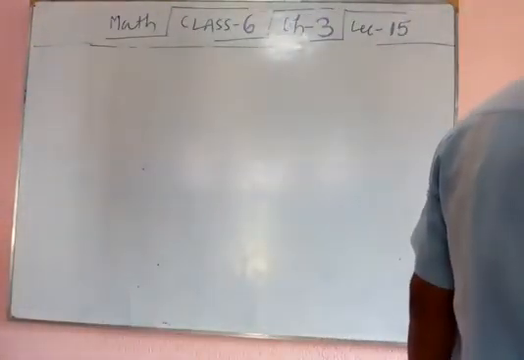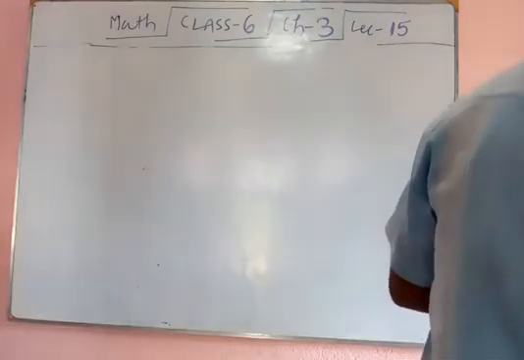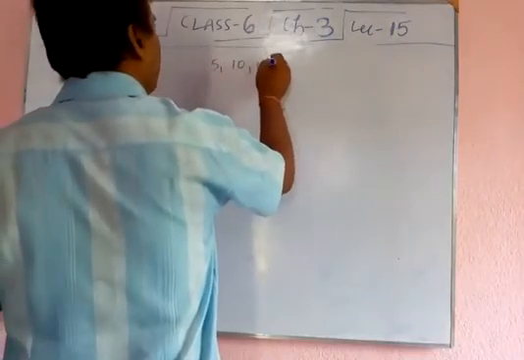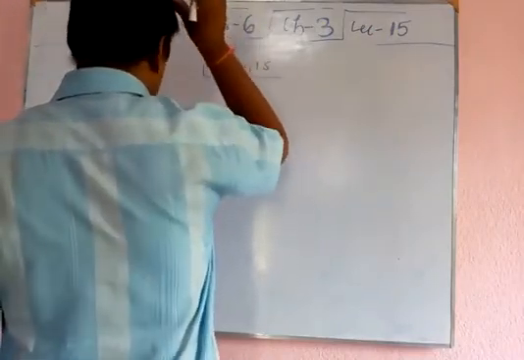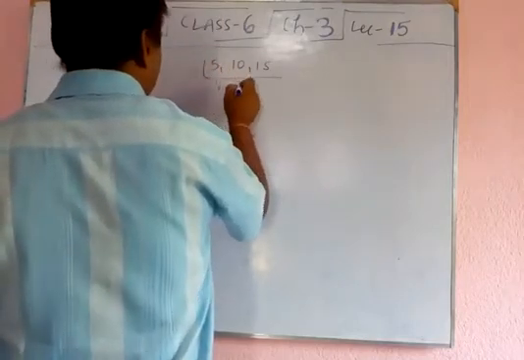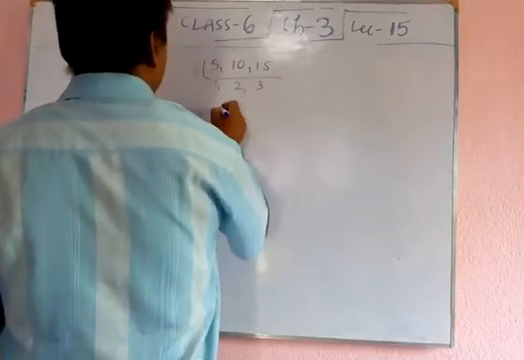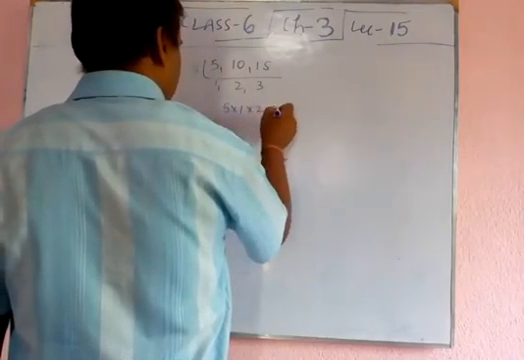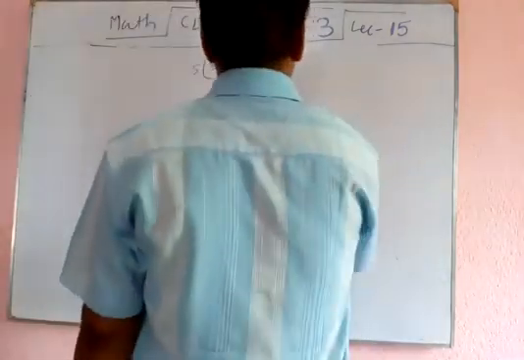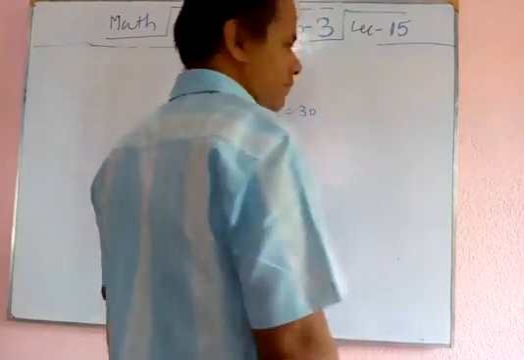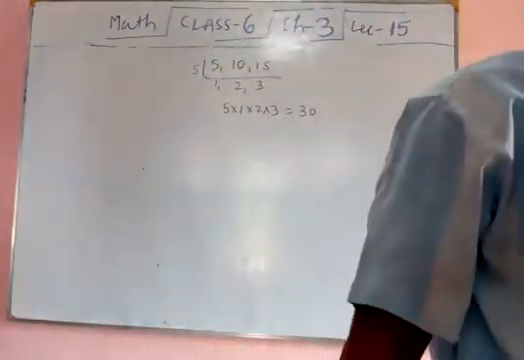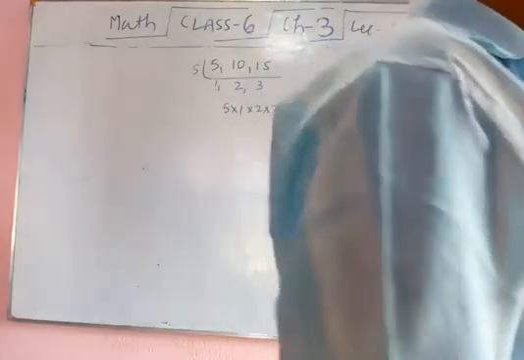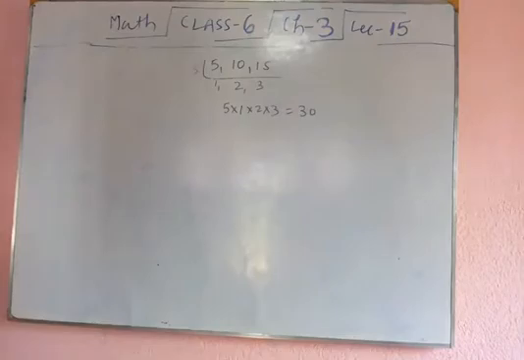Find the LCM of 5, 10 and 15. So first we will divide by 5, then 2, then 3. Now we will multiply 1 into 2 into 3. So that is 30. But by the prime factorization method, we have to write it likewise.